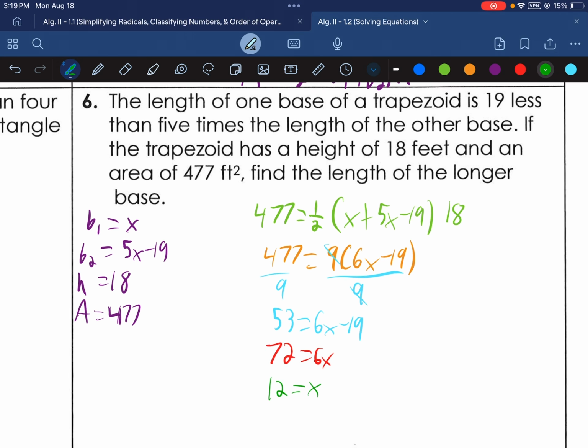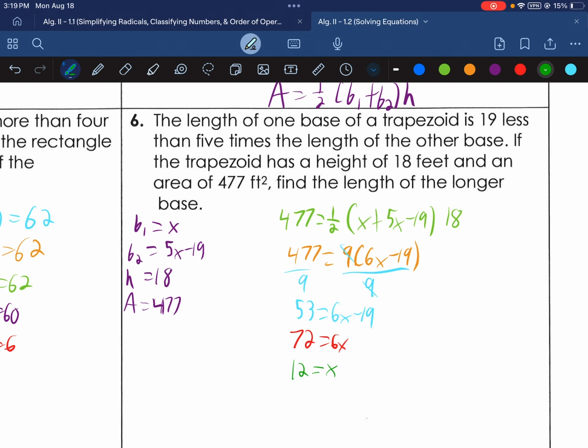So we're supposed to find the length of the longer base. So we found that one base is 12. So we know this is 12. But now we need to find the other base so we make sure that we know which one's longer. Hint, the other one will be longer in this case. So 5 times 12 minus 19. 5 times 12 is 60. And 60 minus 19 is 41. So the longer of the two bases is 41 feet. Once again, making sure we get the labels.